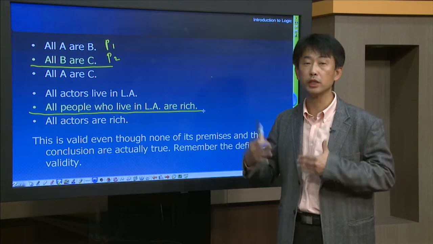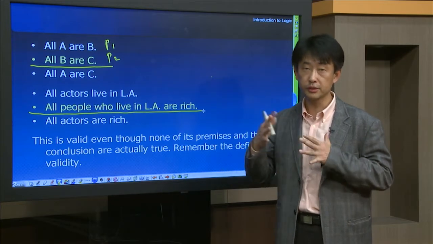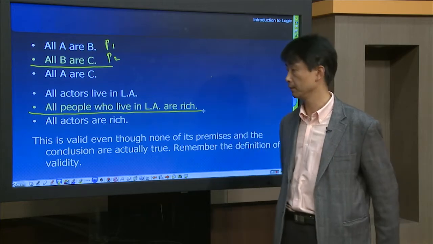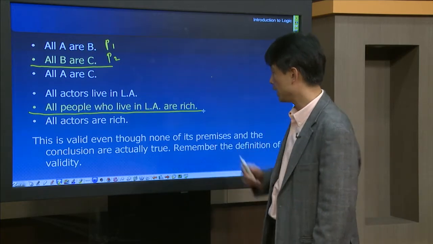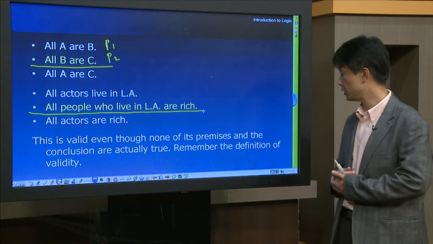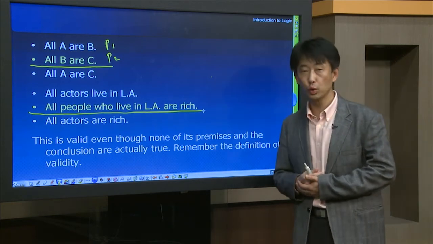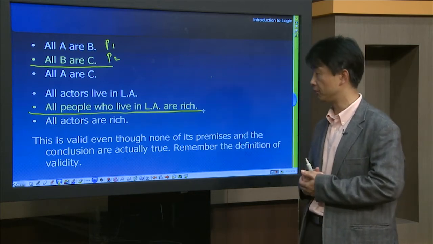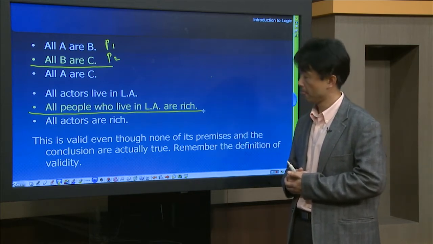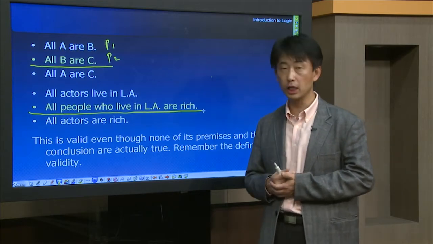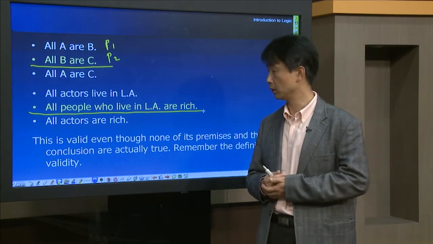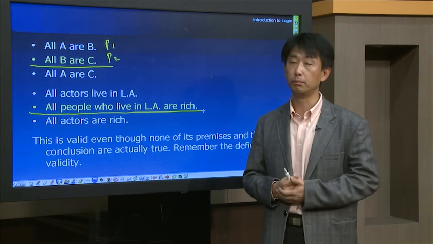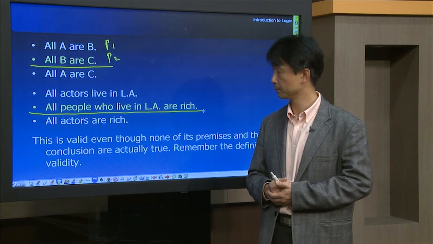Validity is a matter of connection. Okay? A set of sentences makes the conclusion inevitably true. Okay? So this is valid even though none of its premises and the conclusion are actually true. So this can be confusing. So keep in mind that validity of an argument is not directly related to the actual truth value of premises or the conclusion.